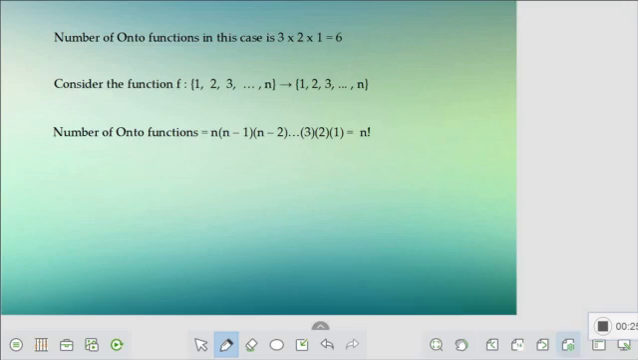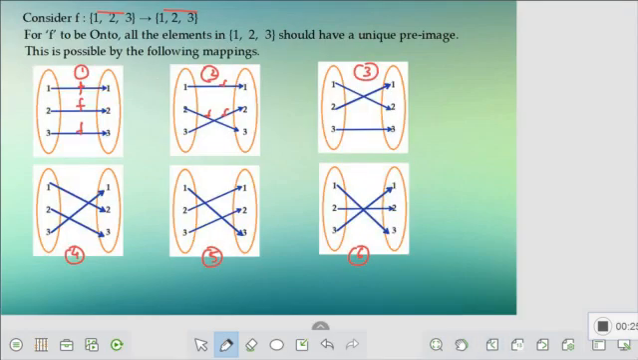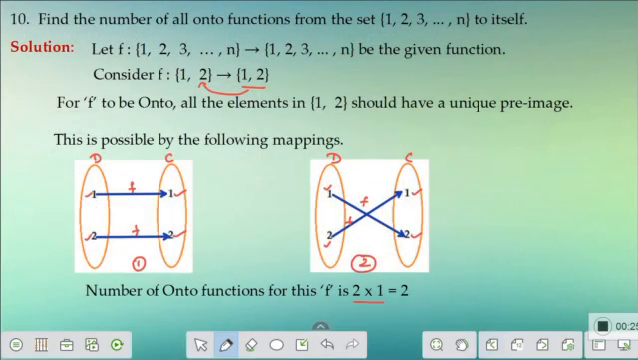Now here is the conclusion, how am I going to conclude how many onto functions are possible. In this case we have 6 onto functions. That is, I can expand the 6 as 3 into 2 into 1. Where does the 3 come from? 3 is nothing but the number of elements in both the sets. You can see in this set we have 3 elements, and in the previous set you can see we have 2 elements.